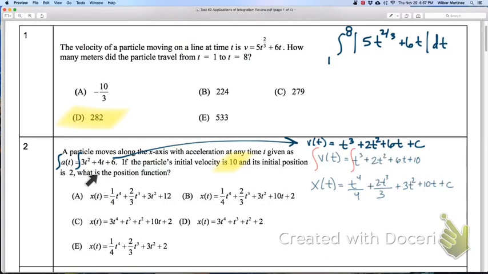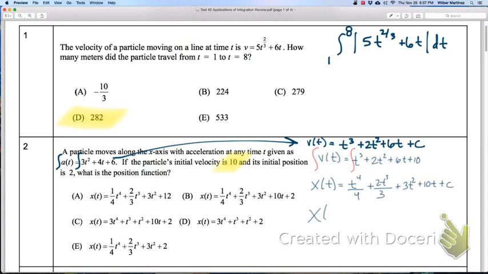So it says the initial position is 2. What is the position function? So if I plug in 2 here, when the initial time is 0. So again, initial position is when time equals 0. This will be 0 plus 0 plus 0 plus 0 plus c. So on this side I have c, and it says the position is equal to 2. Therefore c must be equal to 2.